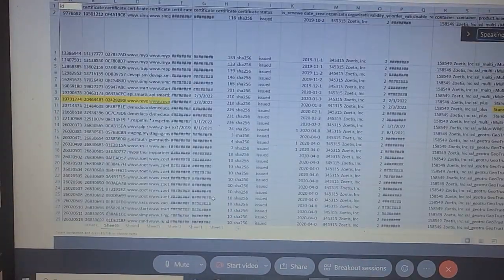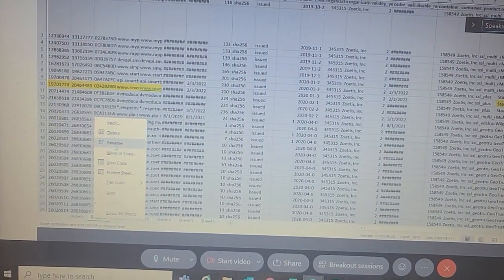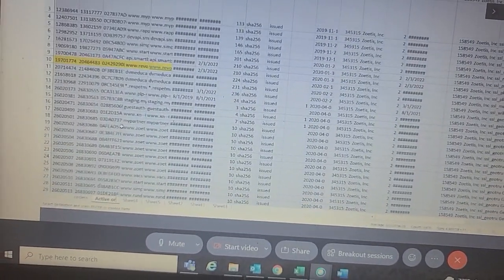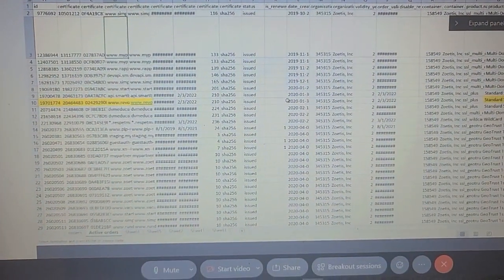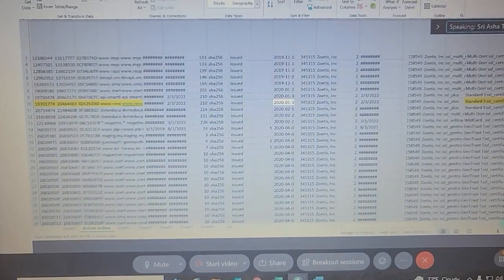Now in this, I'm just copying all the certs here. The issued one only. Active orders, yeah, issued one only. Okay. Now in this, I'm doing the data sort by certificate common name, valid from, and then number of SANs.